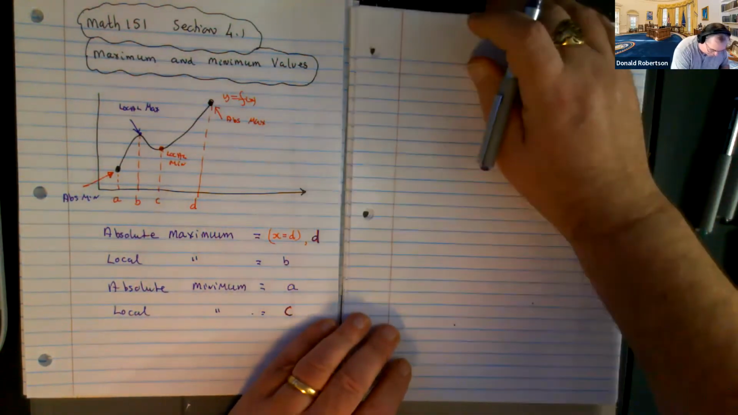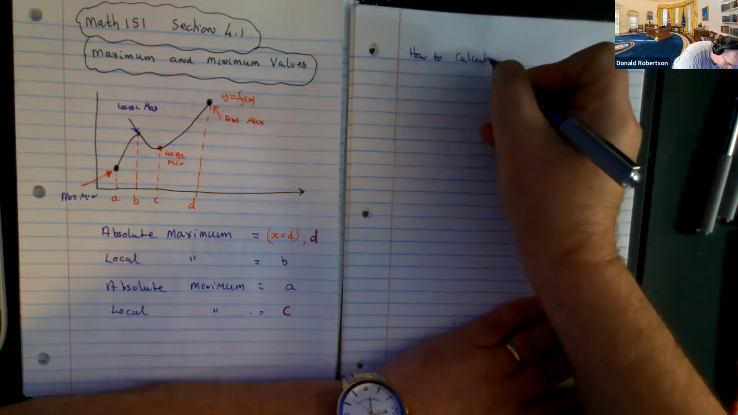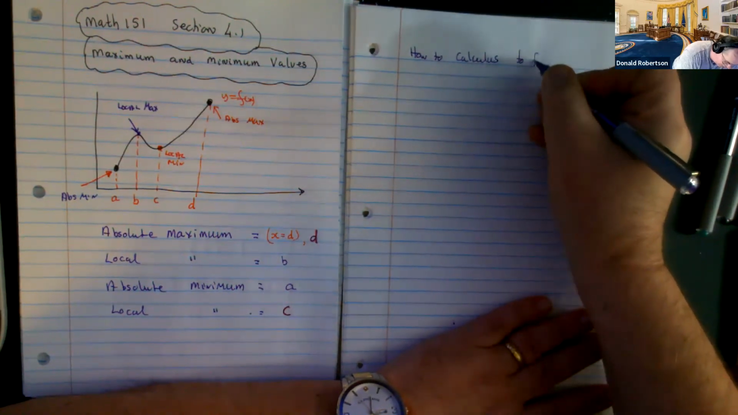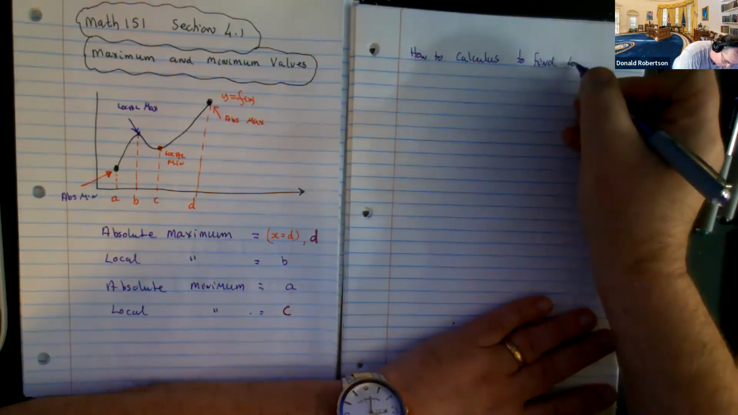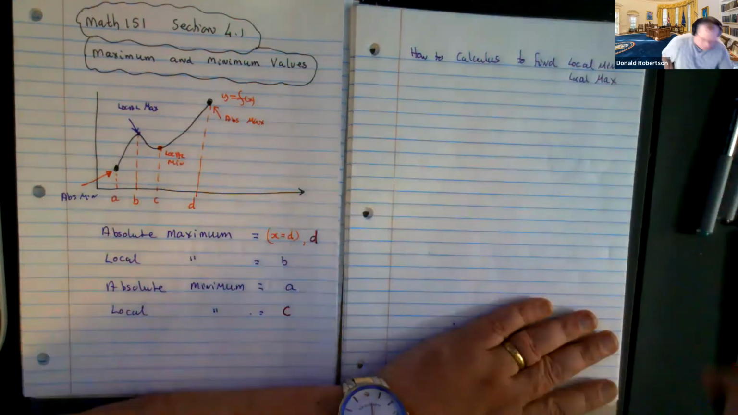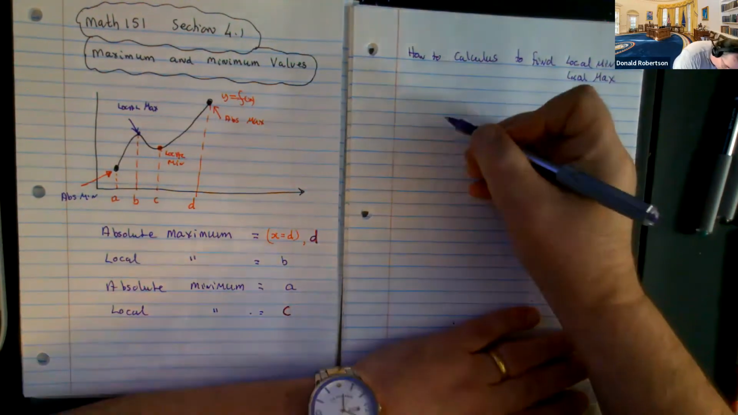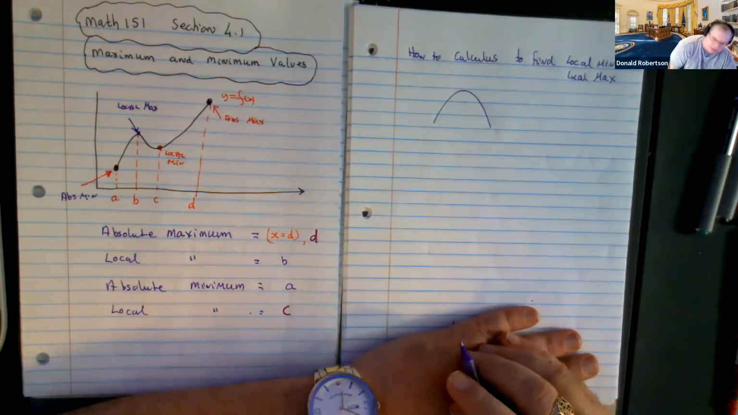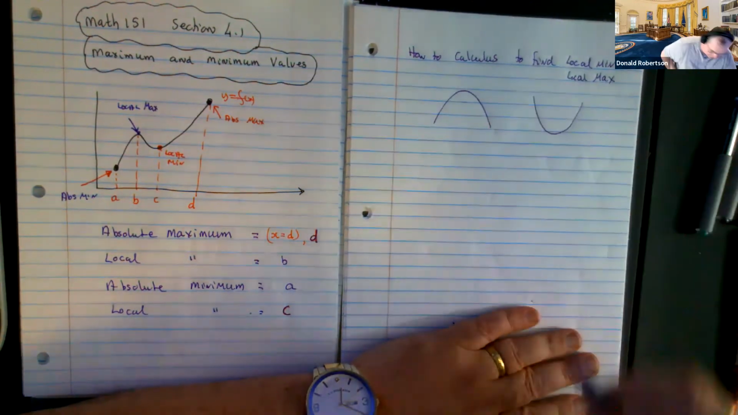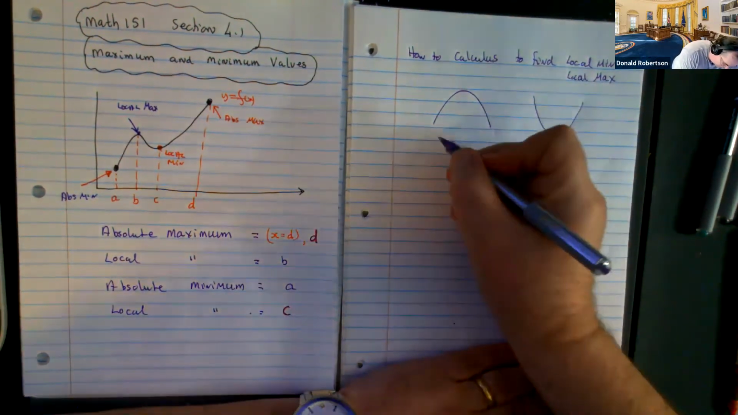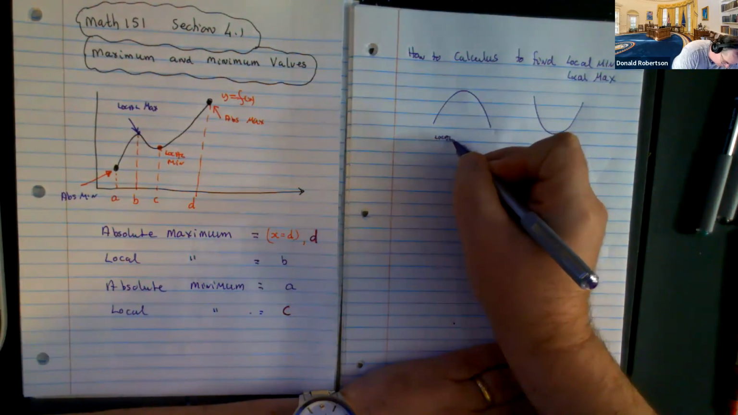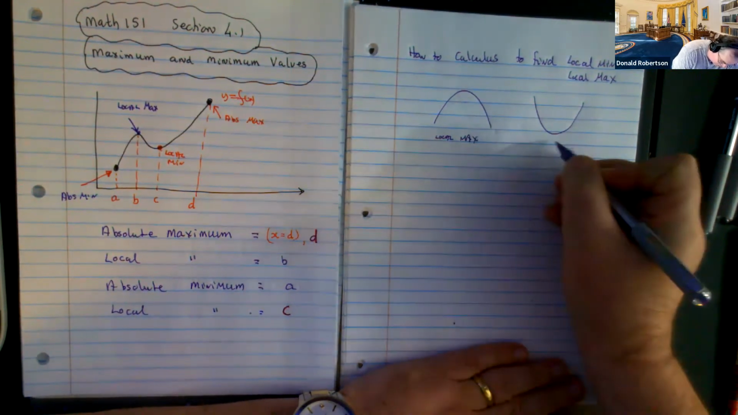Now we're moving on to how to use calculus to find local minimums and local maximums. Right. Local minimums look like that, don't they? And local max look like this. And local mins look like this.